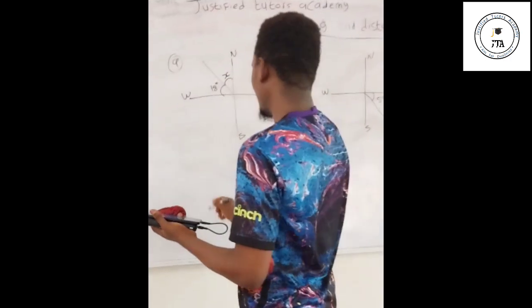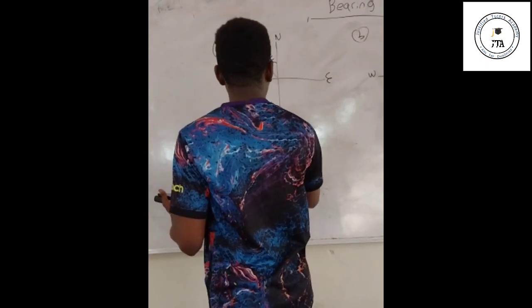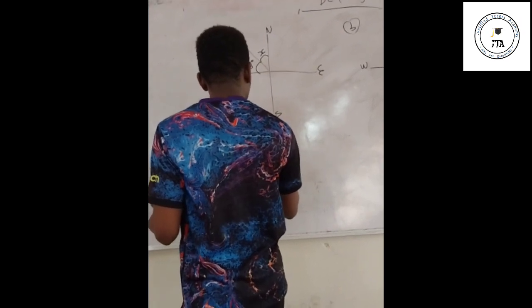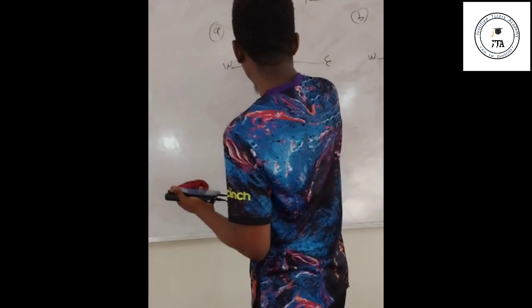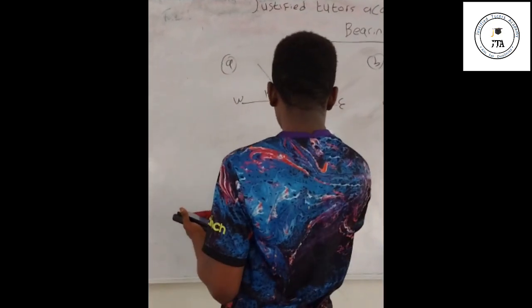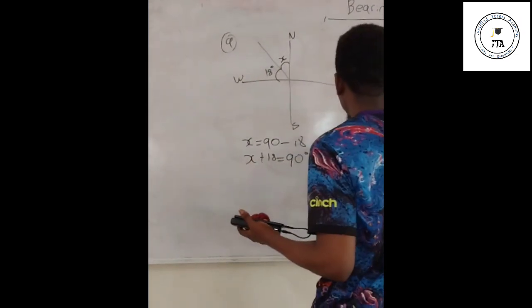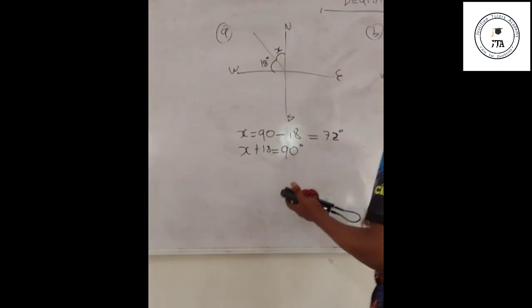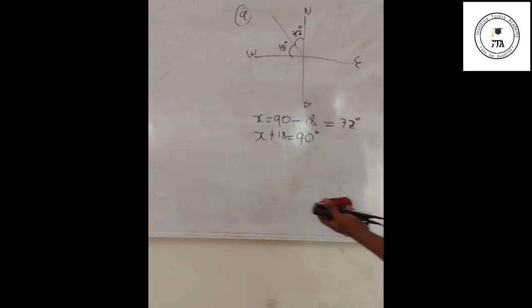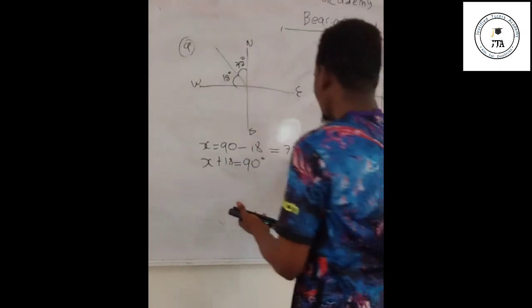Now, how do you find your x? To find your x here, x is equal to 90 minus 18. This is because x plus 18 will give 90 degrees, that is, the angle at this point. So 90 minus 18 is equal to what? 72, right? Yes, 72 degrees. So you'll be having 72 degrees at this point here. So now we have our 72 degrees here, we can now answer the question.